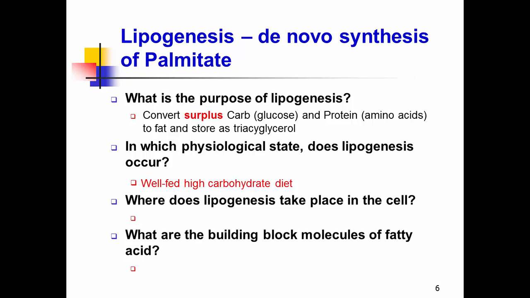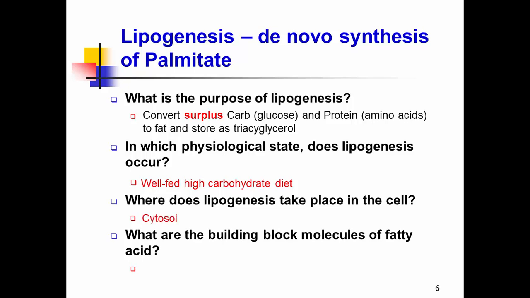Okay, so where does lipogenesis take place in the cell? The cytosol, mitochondria, or other organelles? Cytosol, right. In general, most of our synthetic pathways occur in the cytosol, and oxidative pathways occur in the mitochondria. So synthesis, or lipogenesis, mostly occurs in the cytosol.